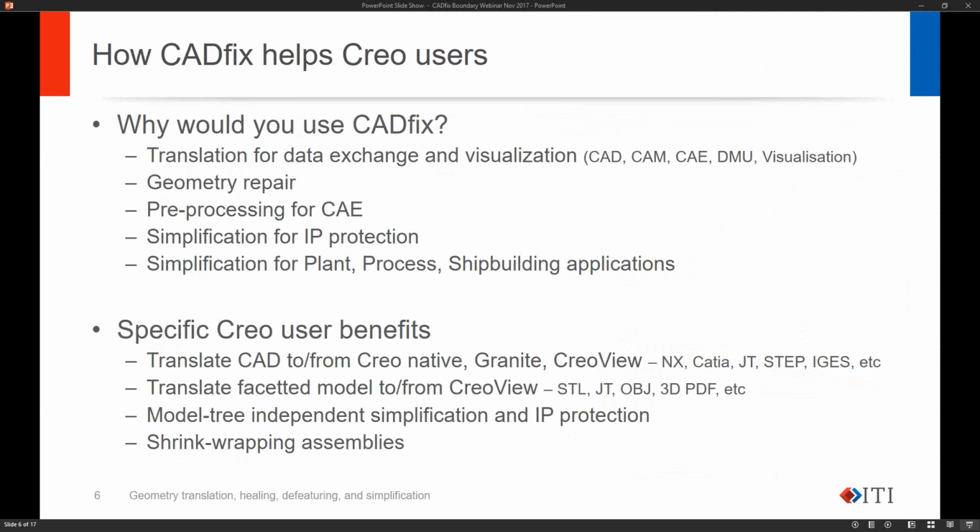Now, it's important to note at this stage, when we're talking about simplification, this is a model tree independent simplification. So whereas in Creo, you may be trying to remove a feature and it's dependent on a previous feature, that doesn't exist within CADFix. We can bypass that situation. And lastly, we have shrink wrapping abilities, so you can shrink wrap your assemblies into a single faceted model.